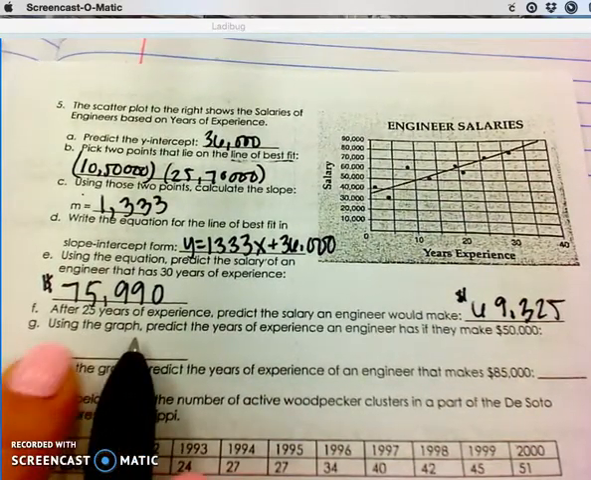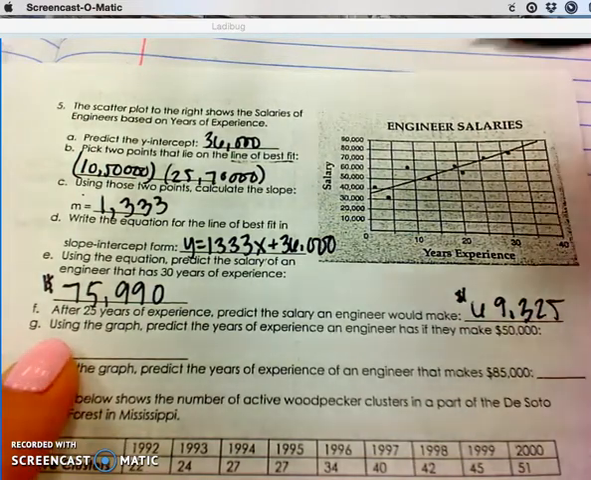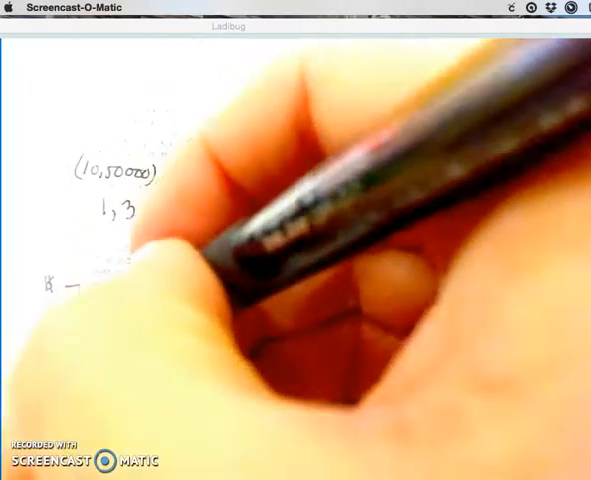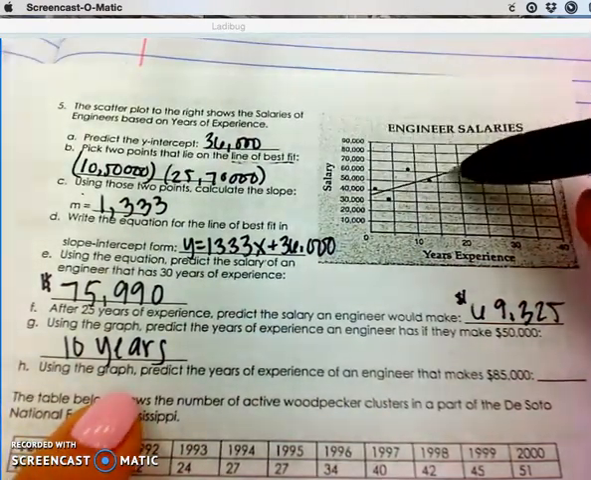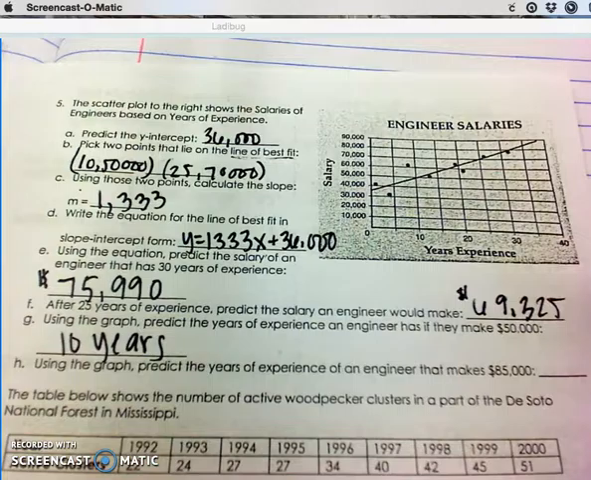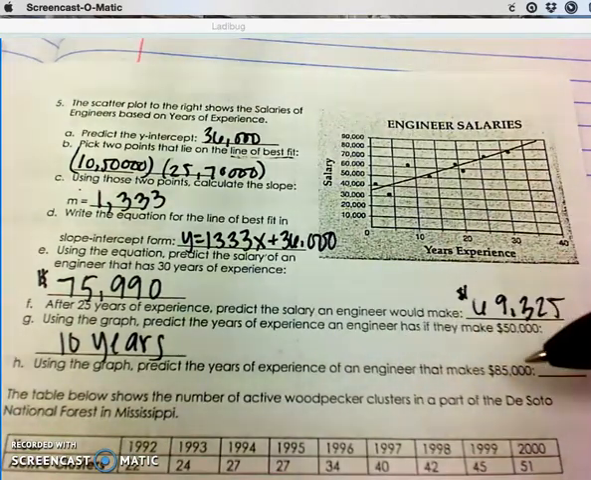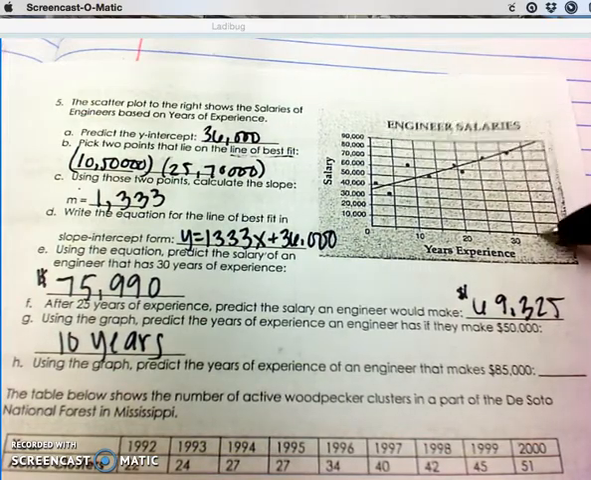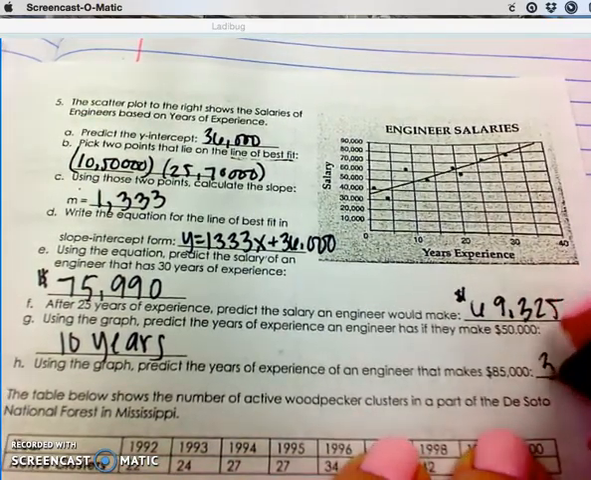All right, now it says use the graph. Predict the years if they're making $50,000. We said about 10 years. I used the graph there. And then use the graph, predict the number of years if they're making $85,000. Scrolling over, about 35 years.